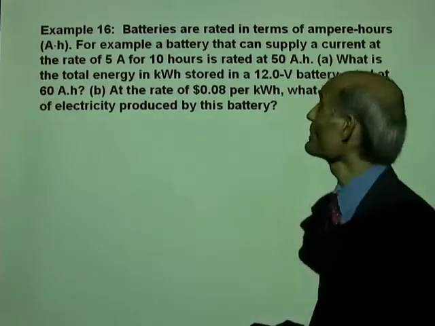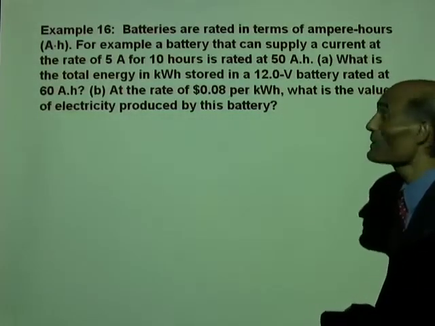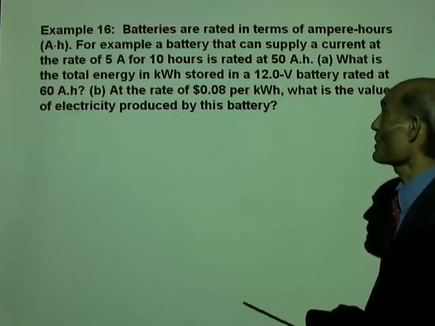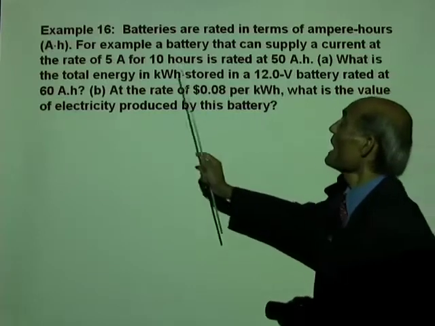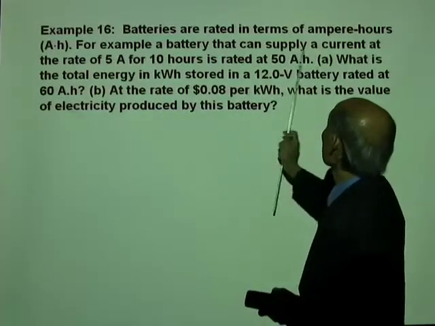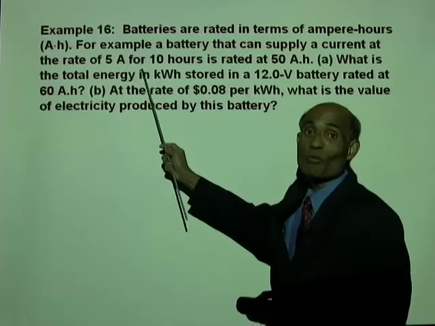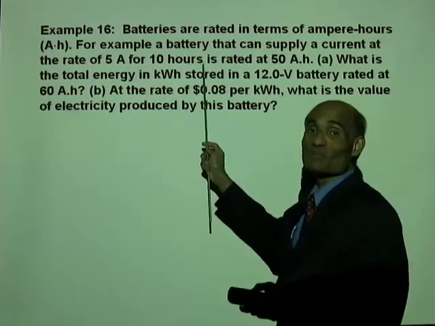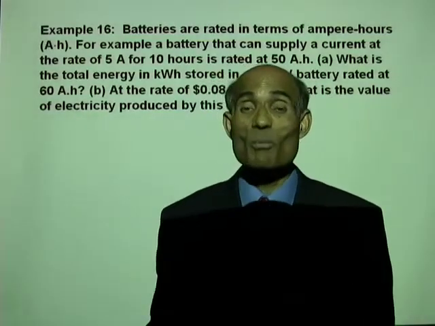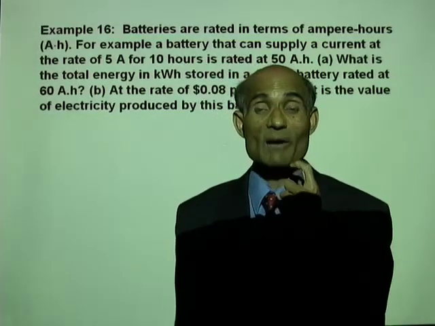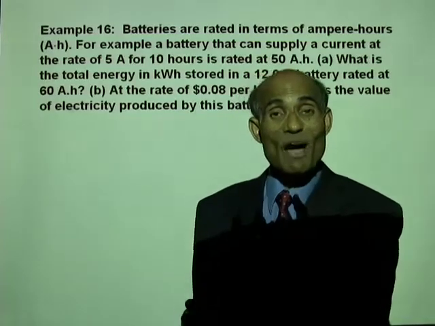Another example. Batteries are rated in terms of ampere hours. For example, a battery that can supply a current at the rate of 5 ampere for 10 hours is rated 50 ampere hour. When you go buy a battery for your car, actually the batteries are rated in ampere hours.